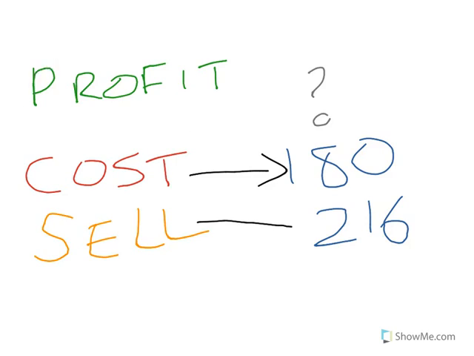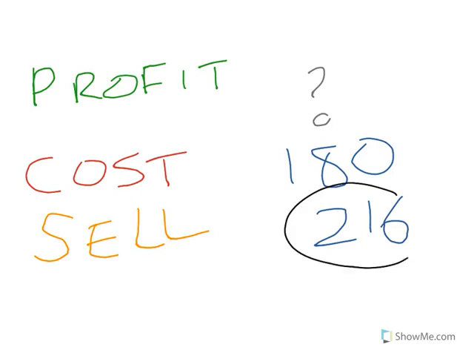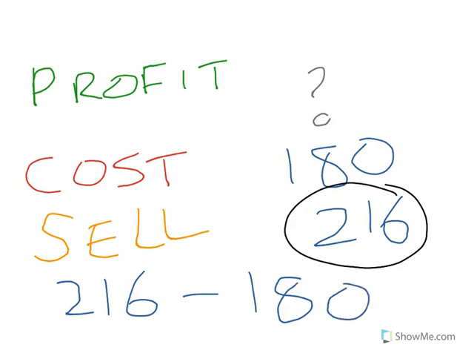So basically, we will simply subtract the cost from the sale, right? The answer would be 216 minus 180. That difference would be our profit. So the difference is 36, right?